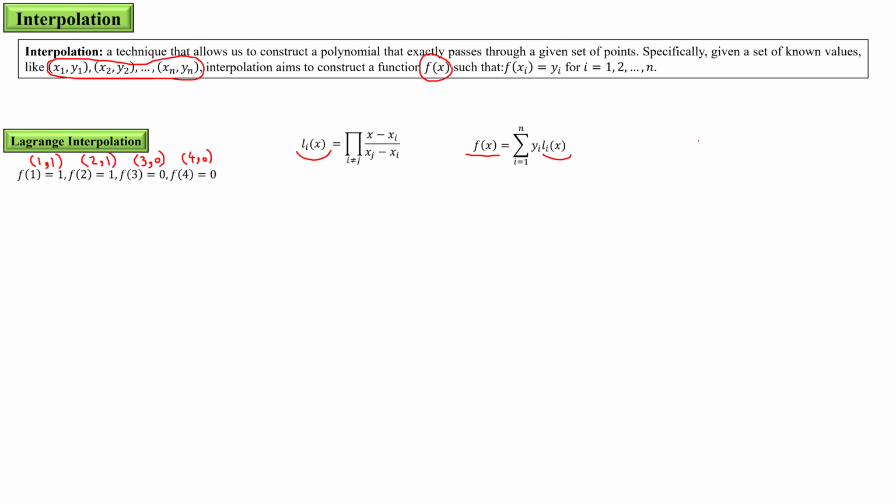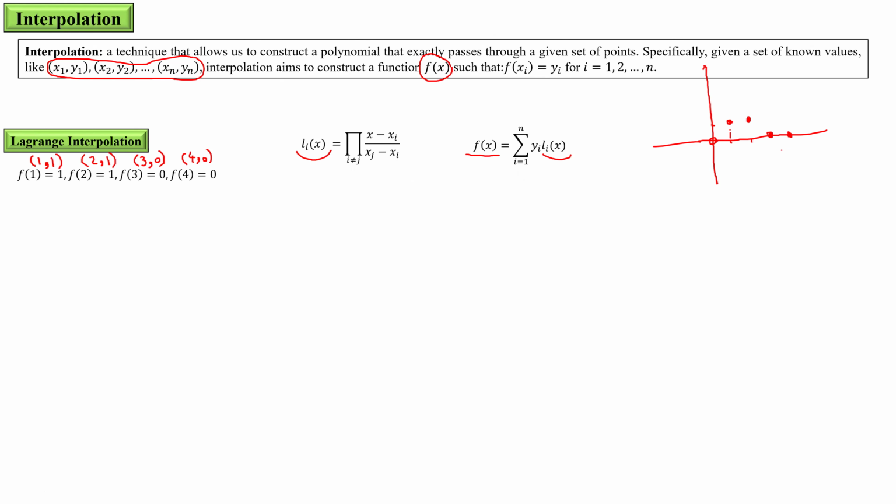So this means that if you have these points, the first point is 1 and 1, right? The second point equals 2 and 1. The third point equals 3 and 0, and the fourth point equals 4 and 0, right?